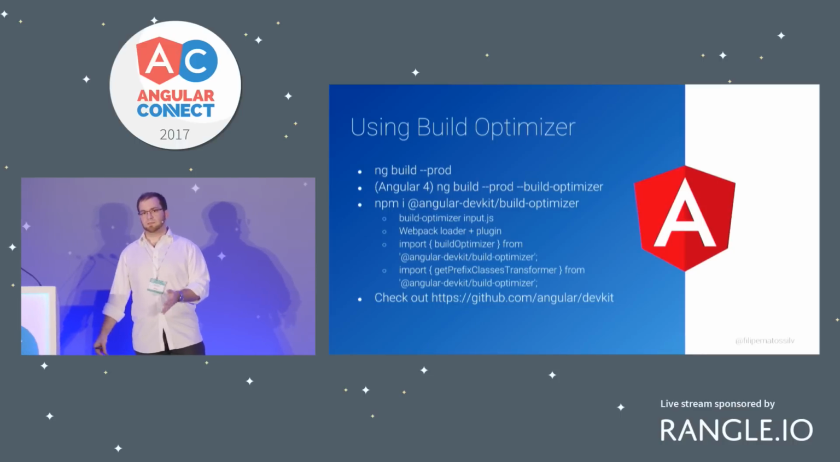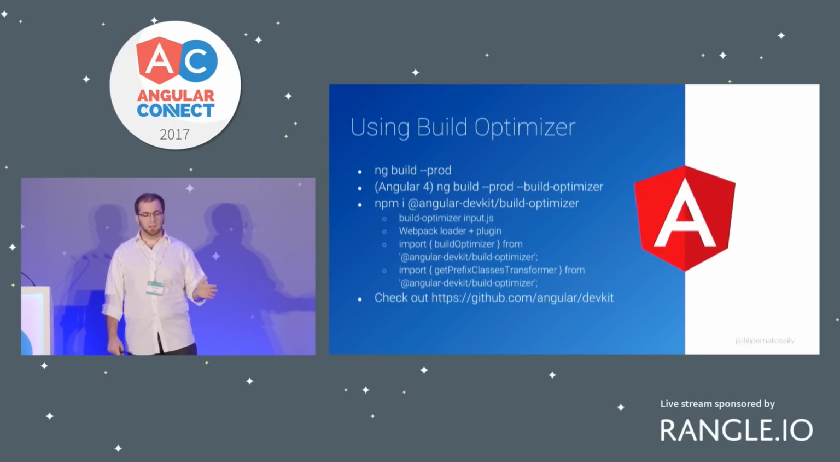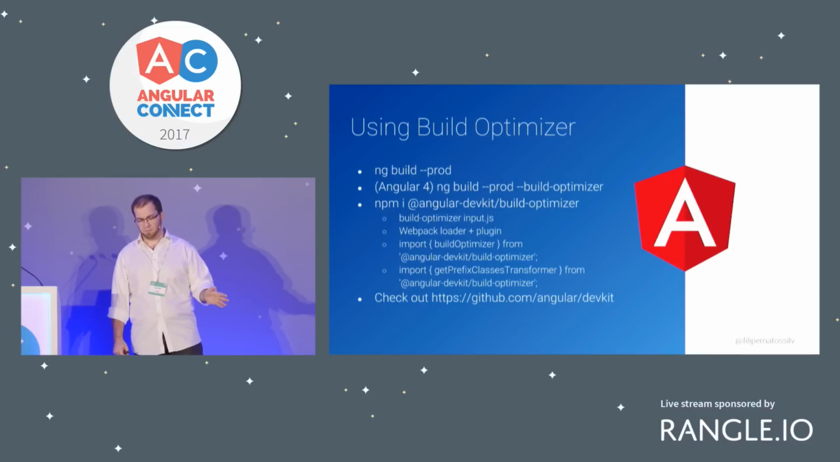So how can you use this? Nowadays, if you make a project that uses Angular CLI 1.5 and Angular 5, you do ng build --prod, and you're already using Build Optimizer. So that's the most straightforward way.